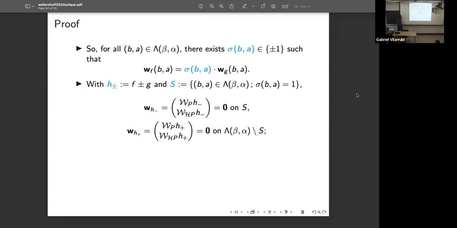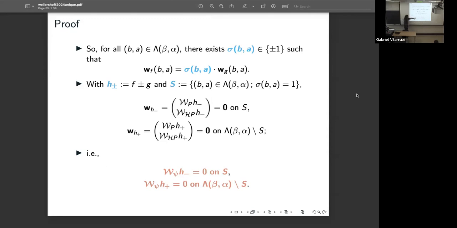Okay. So now you unravel the definition of the W's, so you get the Poisson wavelet of H minus, the Hilbert of the Poisson of H minus, the Poisson wavelet of H plus, the Hilbert of the Poisson of H plus. Well, those are just the real part of the Cauchy wavelet transform and the imaginary part of the Cauchy wavelet transform. So all this is telling you is that on S, the Cauchy wavelet transform of H minus is 0, and on the complement, the Cauchy wavelet transform of H plus is 0. Okay, so now you see why we had P, HP, and P plus HP. So it sort of played the role of real part, imaginary part, and connecting it all together.